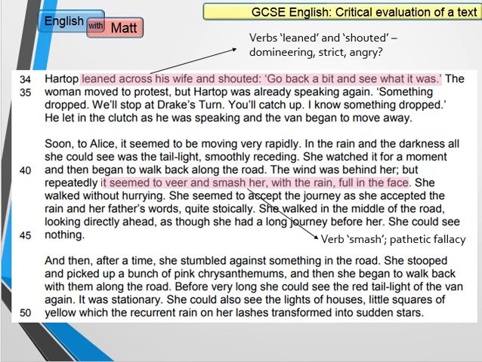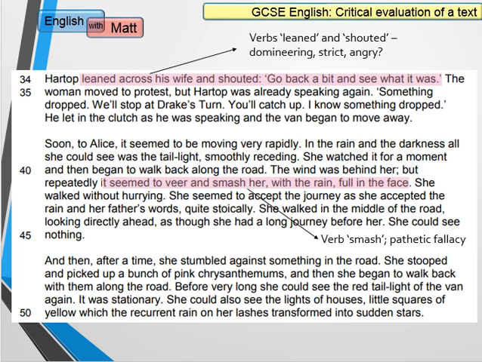And it seems that the weather here is used to mirror perhaps the fragmented or fractured relationship between Hartop and his daughter in this moment. The weather mirrors the bombardment of his anger, perhaps, or his orders.